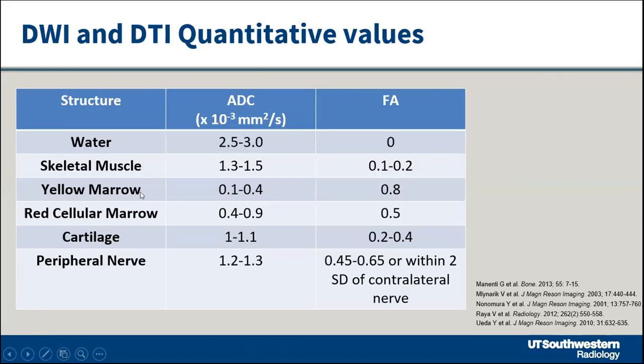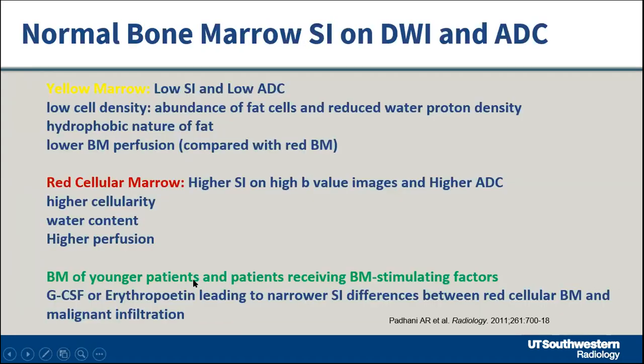If you look at the skeletal muscle, on 1.5 T it's 1.3, on 3 T it's 1.5, normal. But if you go to the marrow, or red marrow, it's a very small value. These will get enhanced as we get marrow issues, and when there's more cellularity, they'll drop back again. So you need to know that spectrum. We'll go through that. And when patients are on GCSF or erythropoietin, which stimulates the marrow, it'll lead to even narrower signal differences between red bone marrow and malignant infiltration.